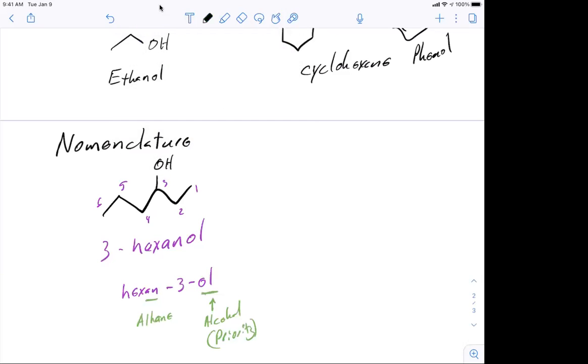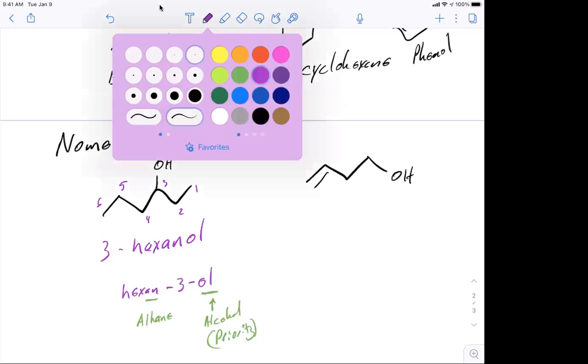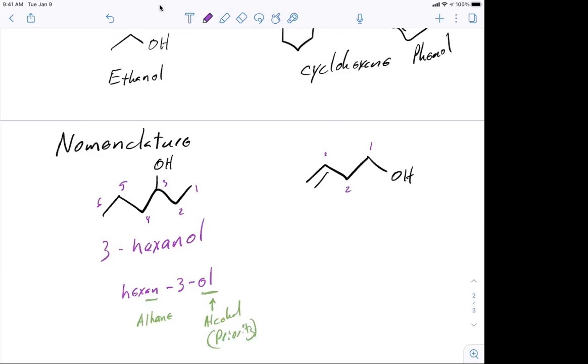So if we look at something like this, right, now we've got an ene, we name our longest chain, right? 1, 2, 3, 4, right? This is going to be but-.